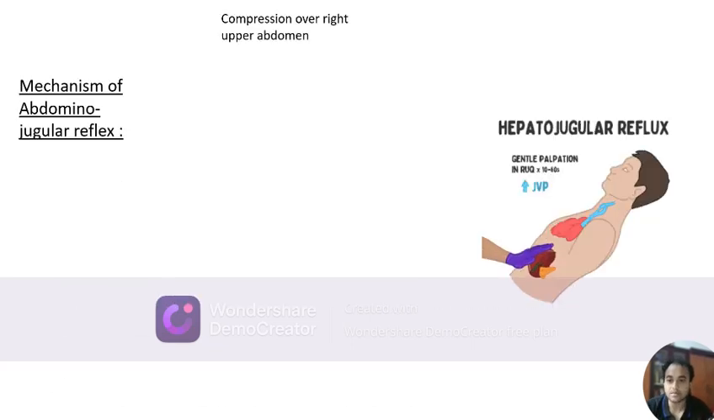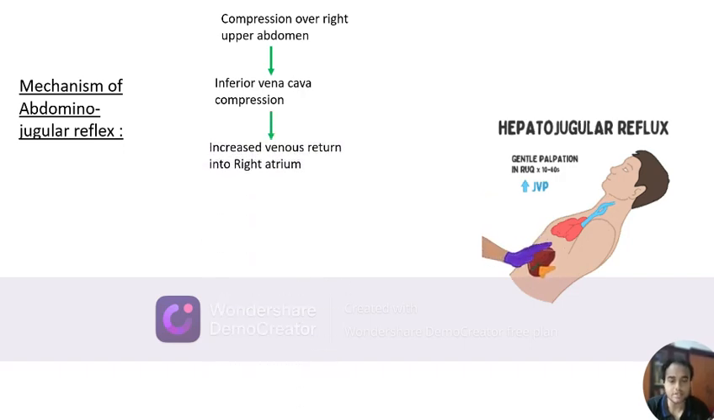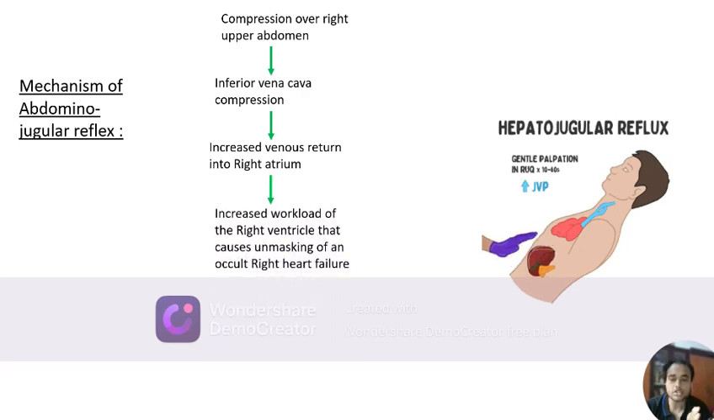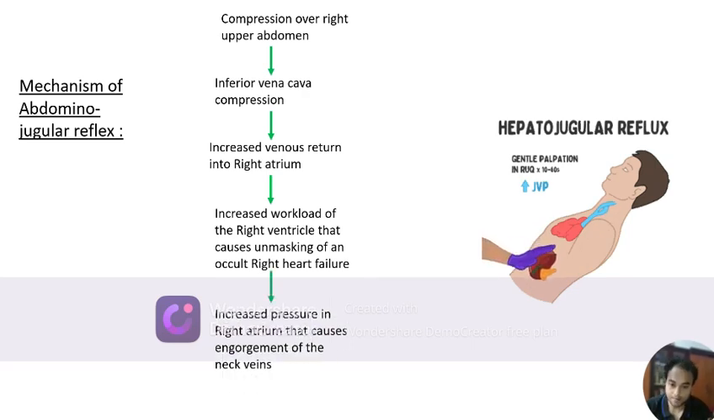Now, what is the mechanism of this reflex? Let's try to understand. When you compress over the right upper abdomen, there is compression of the inferior vena cava, and this results in an increased venous return into the right atrium of the heart. Now, as the right atrium receives an increased venous return, there is an increase in the workload of the right ventricle, and this causes an unmasking of an occult right heart failure.